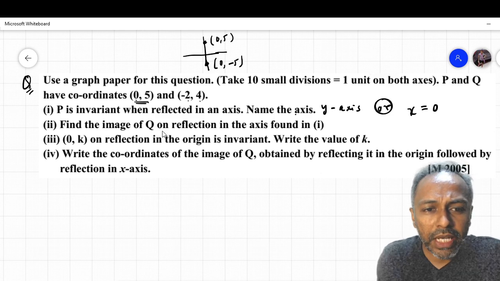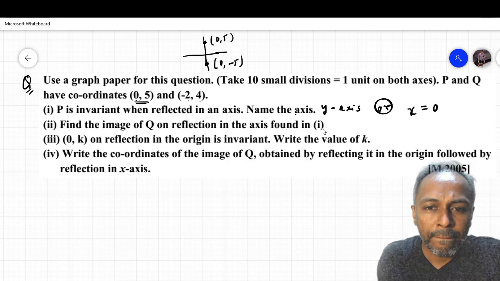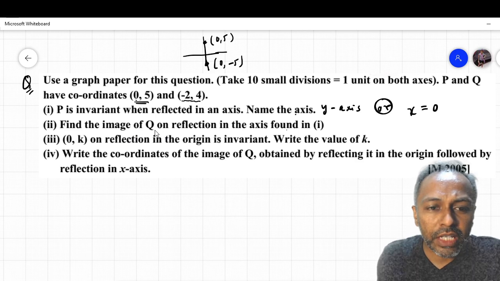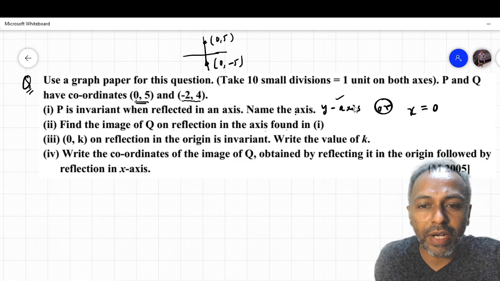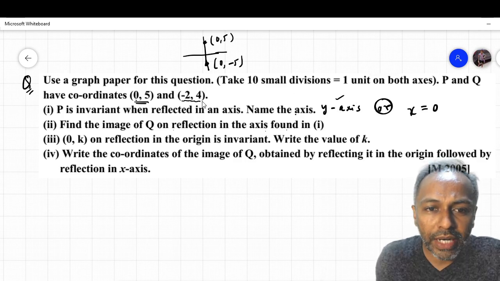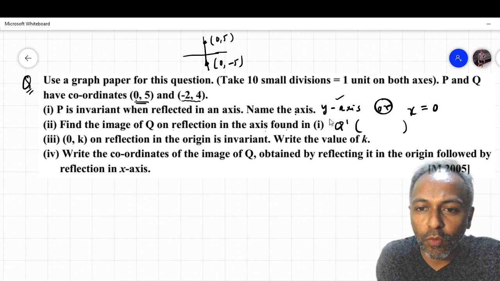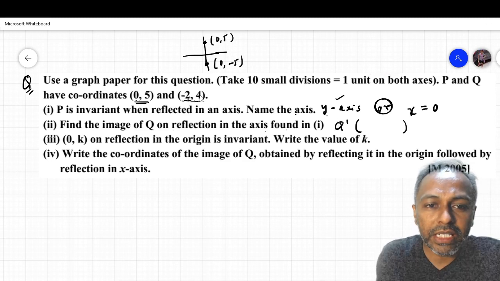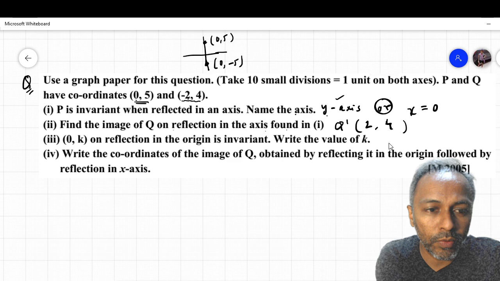Next question. Find the image of Q on reflection in the axis found in 1. So this is your point Q. You want to find the image of Q on reflection in the axis. So which axis are they talking about? Y-axis that you have found. So when you find the reflection of point Q, let us say it becomes Q dash, but you want to get it about the y-axis. In reflection about the y-axis, the point's x coordinate will change in sign, but the y coordinate will remain the same. So the answer for Q dash is (2, 4).